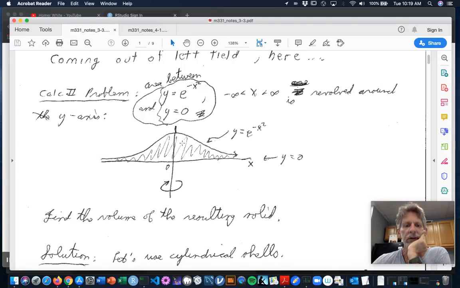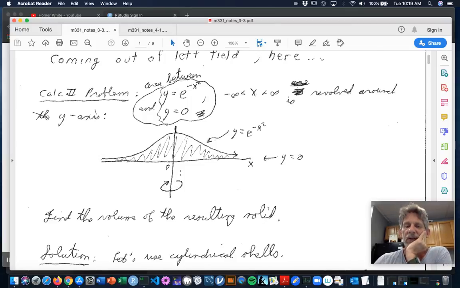Imagine the shaded area that you see here underneath the curve y equals e to the negative x squared, which is that thing that's symmetric around 0, and above the horizontal line y equals 0. And suppose you took that shaded area and you revolved it around the y-axis, then you would get this solid that might be thought of as an infinite sombrero, extending out in all directions. What's the volume of it?